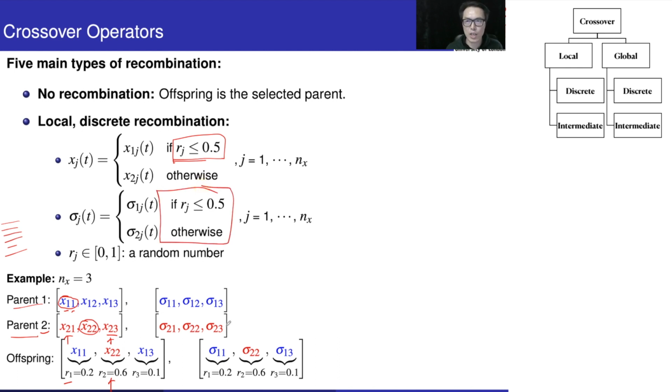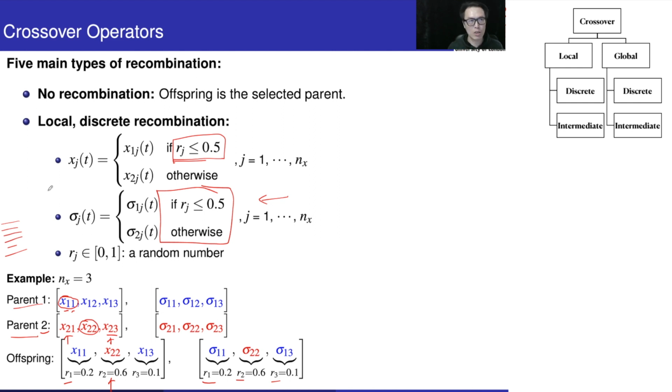So if you would like to reduce the computational complexity, you can use the same random number R1, R2, R3, if you don't mind. Then you can regenerate this random number so that you can determine what sigmas to form the offspring from the parents.